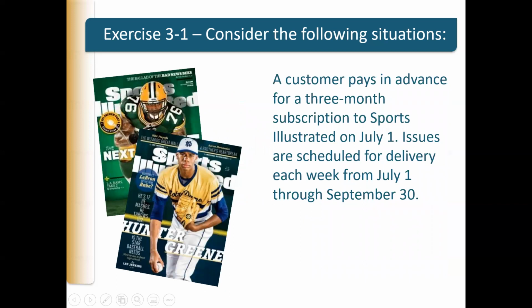This is trickier, so I'm not going to make anyone answer this one. The customer pays in advance for a 3-month subscription to Sports Illustrated on July 1st. Issues are scheduled for delivery each week from July 1st to September 30th. So guys, 3 months is about 12 weeks. 1/12 of those revenues will happen every week. Why? Because that's when the magazine was being mailed.